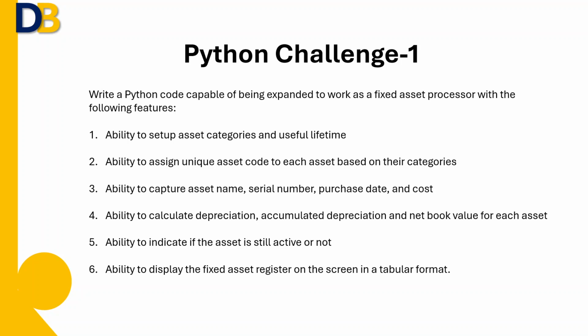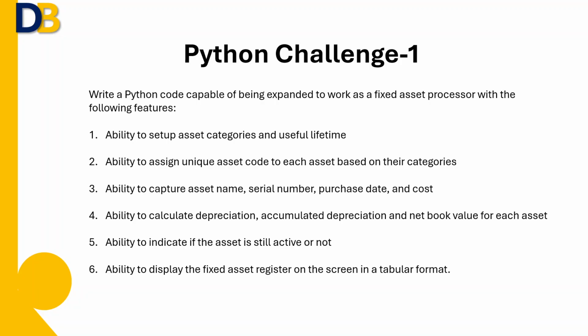And you should also be able to record the name of the asset. If it has a serial number, you can add it too. You need to be able to record the date of purchase of the asset and how much it cost you when you purchased it. So these are basic info that we need with respect to each asset.